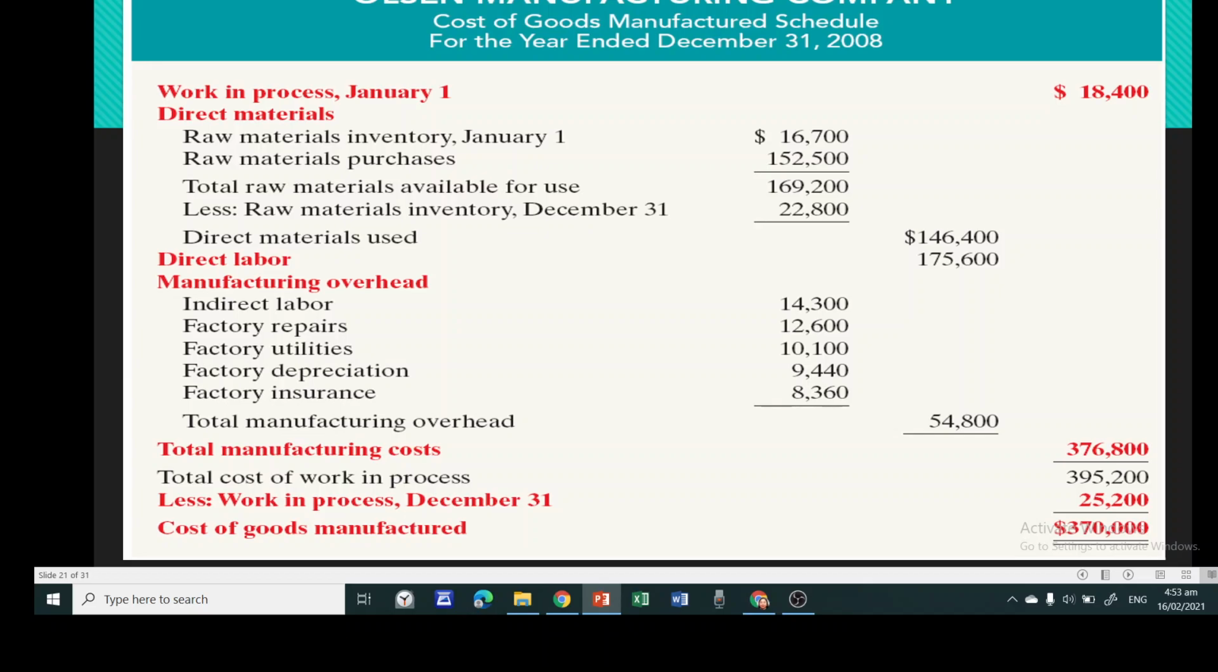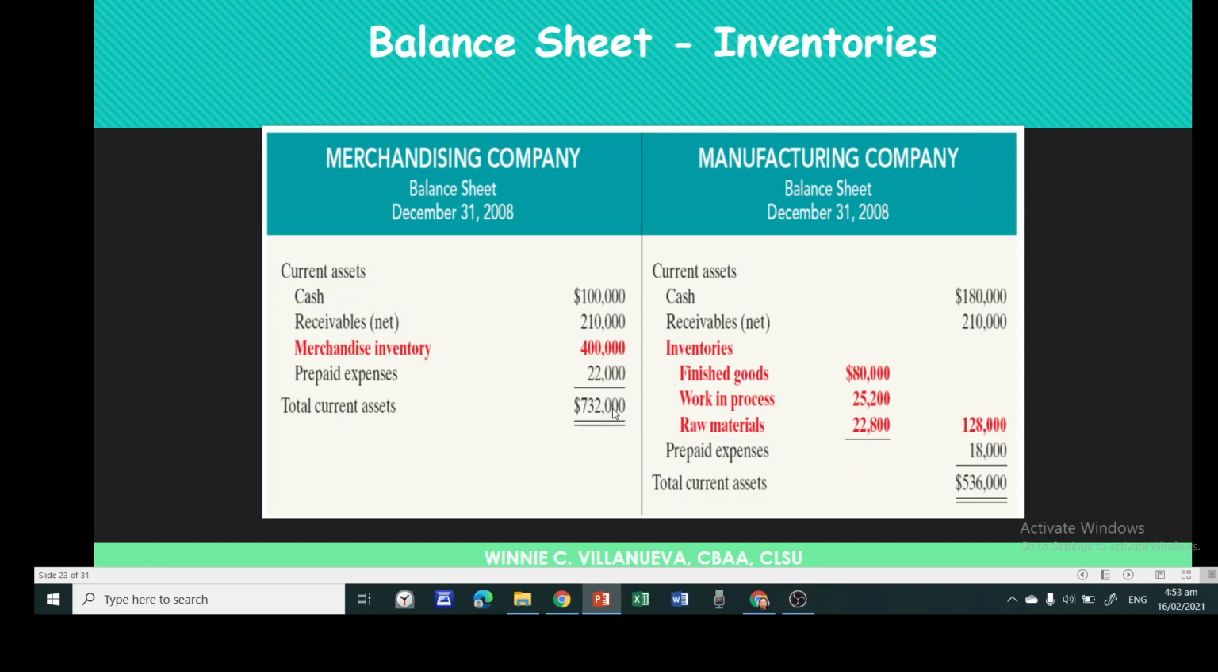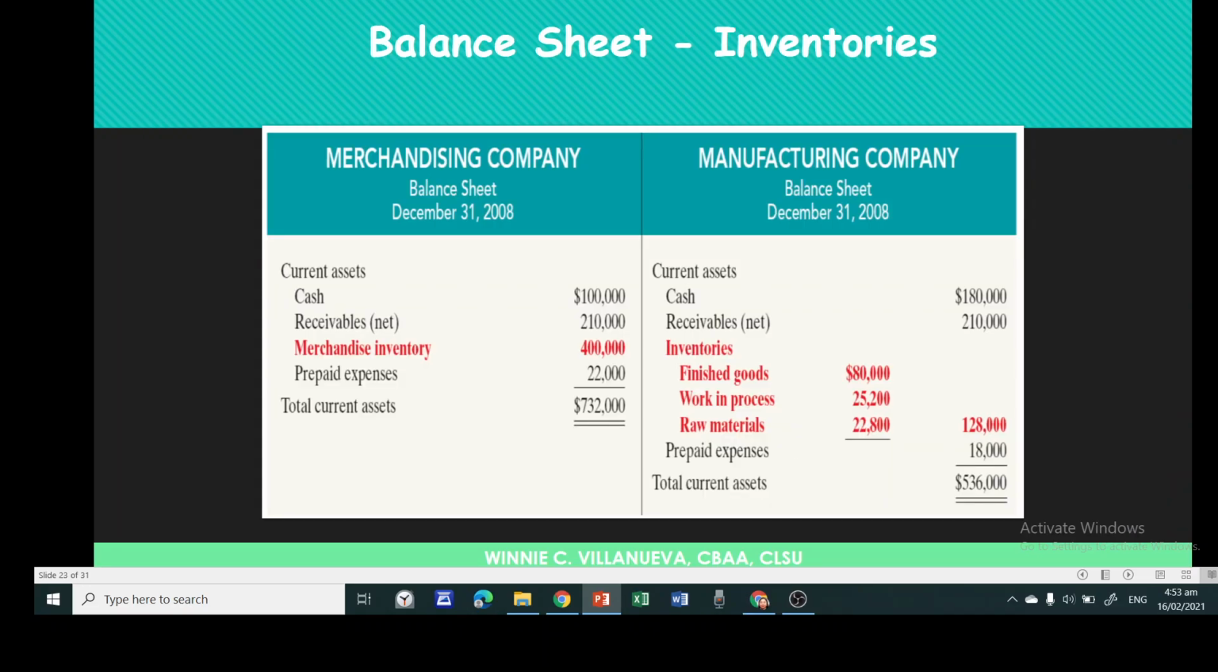Ano pa yung ibang isasama mo after determining the total cost of work in process or goods placed in process, you have to deduct it. Then you have the cost of goods manufactured. With the balance sheet, how would it be presented? 3 types. Materials, hindi pa natapos, and then tapos na. Okay? Then in your balance sheet, this is how it would be seen. You have the red one, the merchandise inventory, and this one, the 3 items.